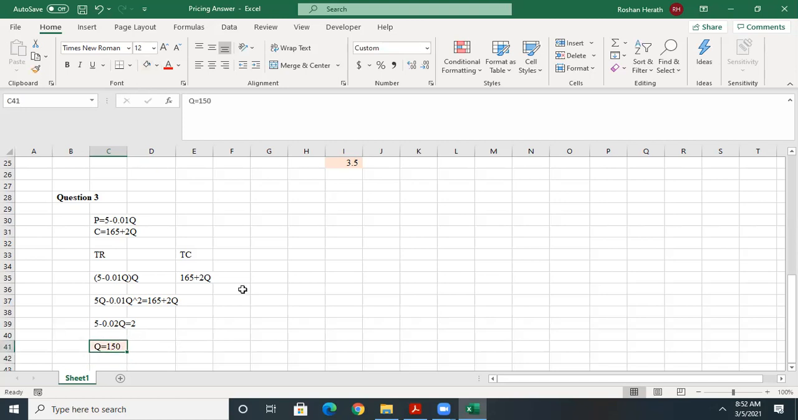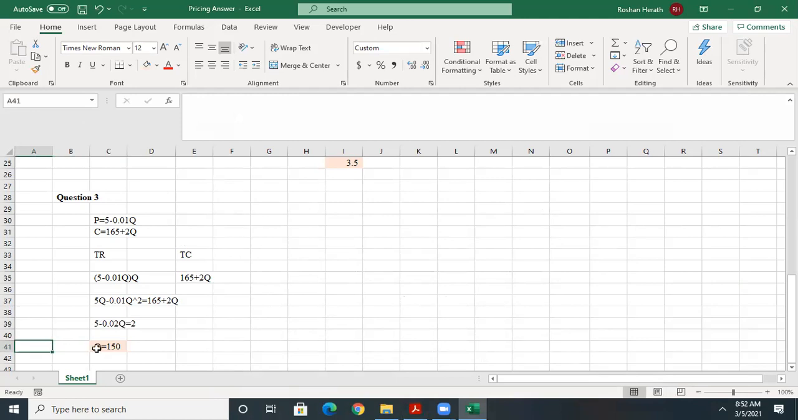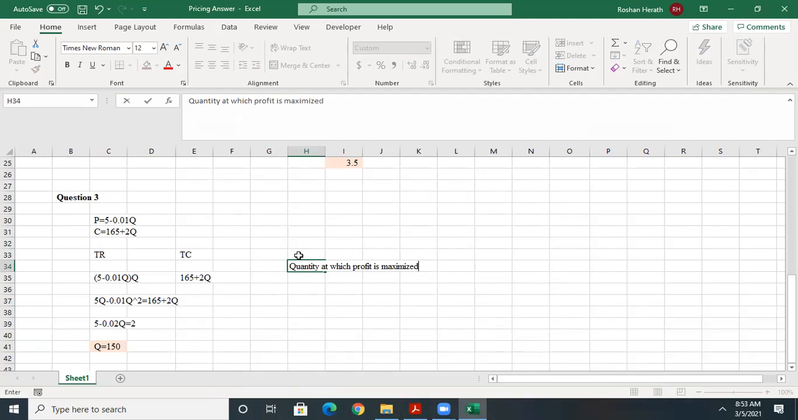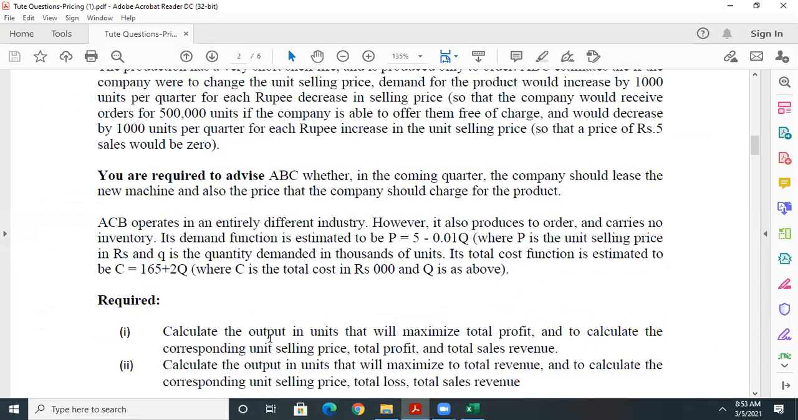So this is the output at which the profit is maximized, right? It's the quantity at which profit is maximized. So that's the first answer. It's 150,000 because the figures are in thousands. Then the next thing it asks is to calculate the corresponding unit selling price.